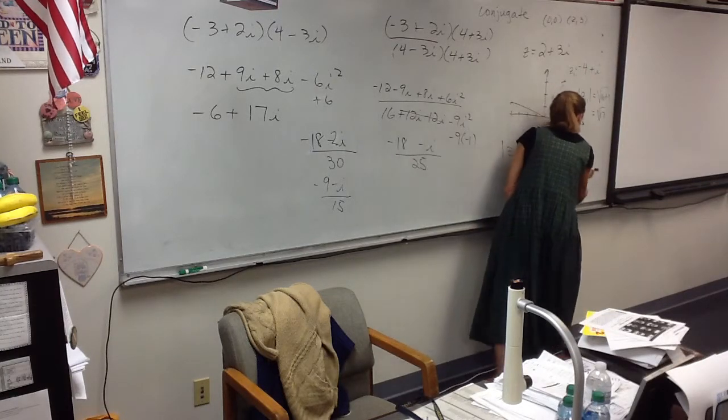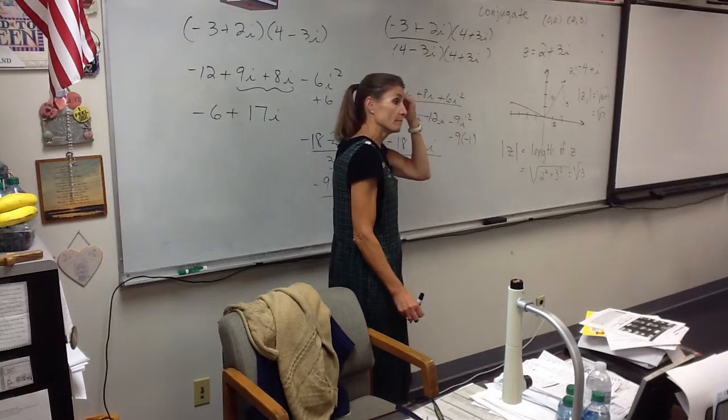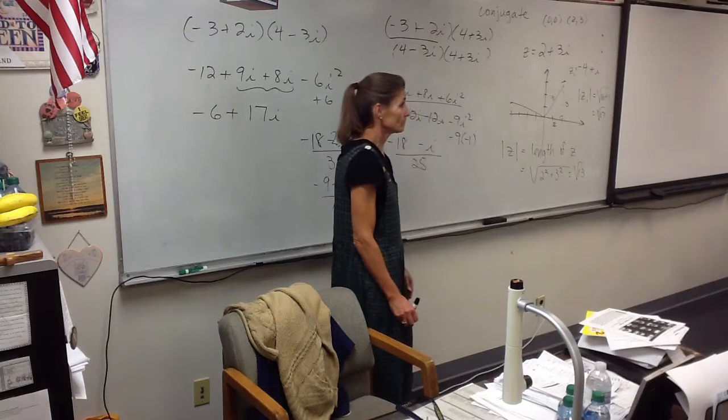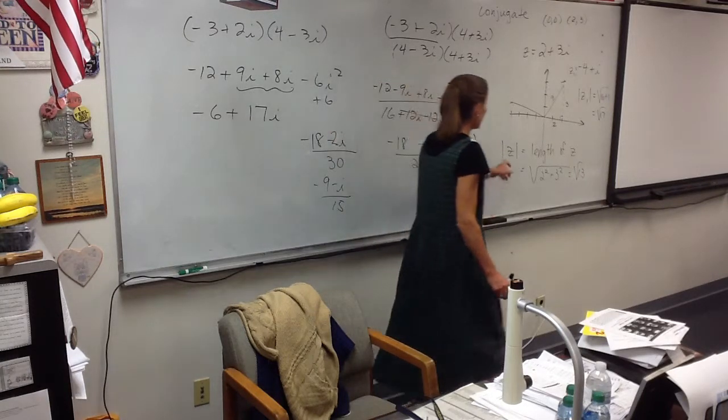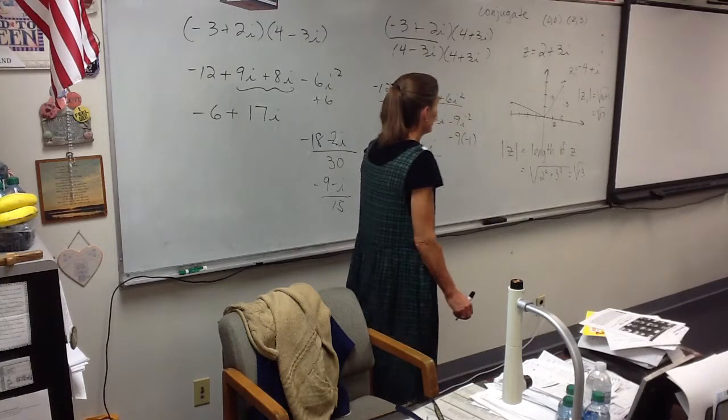I never finished this one. The length of this one is root 13. So the length of Z would be root 13? The length is root 13 of the original number. So this notation refers to the length of the number if you sketch it.